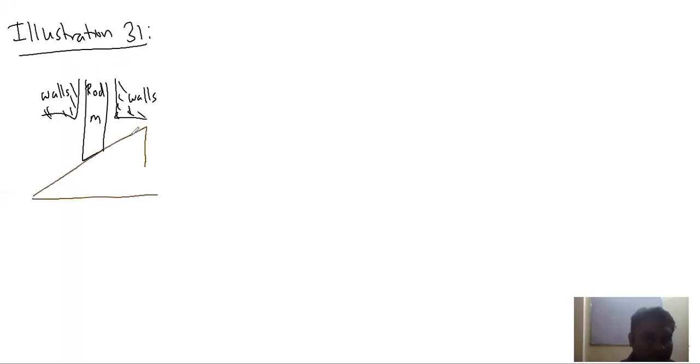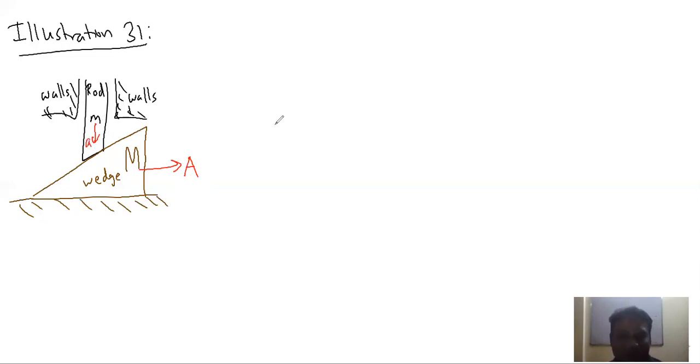It is given that the wedge of mass capital M and the rod are in contact at all times. In this case, we have to find the acceleration of the rod and the wedge. The rod is going to move in the downward direction and the wedge is going to move in the backward direction. Let us consider the acceleration of the wedge as capital A and the acceleration of the rod as small a. Let us find the relation between small a and capital A.